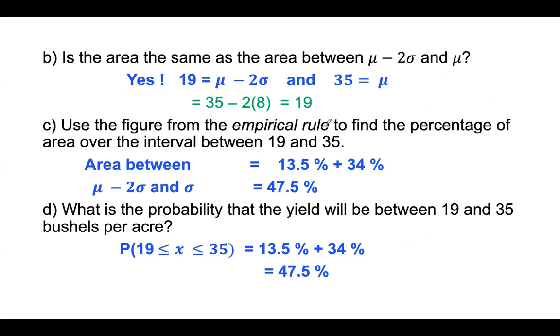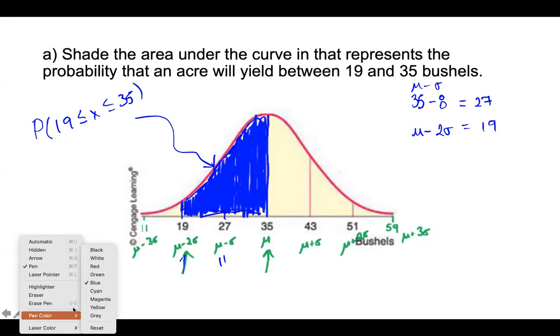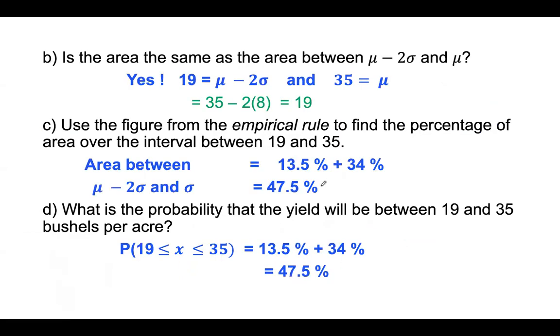Use the area from the empirical rule to find the percentage of the area over the interval between 19 and 35. Well, we know half of this, and we could use a different color to maybe see this a little bit more. We know that this is going to be essentially 34, and this was, I think, 13.5% here. So we could add them up and we could get 47.5%.